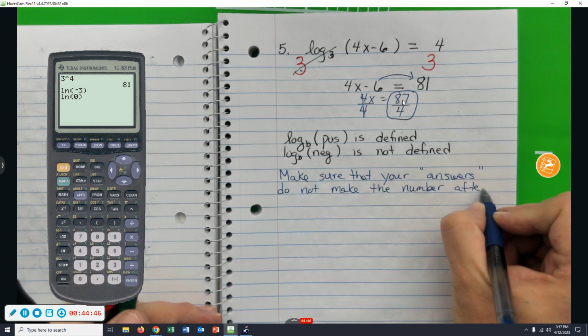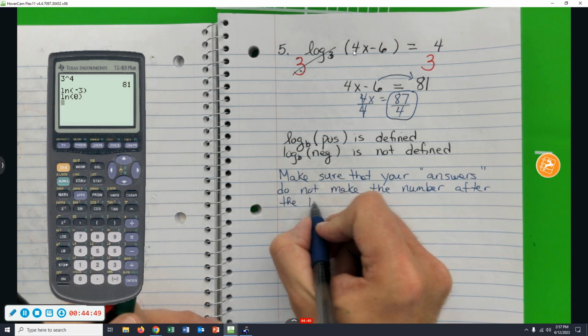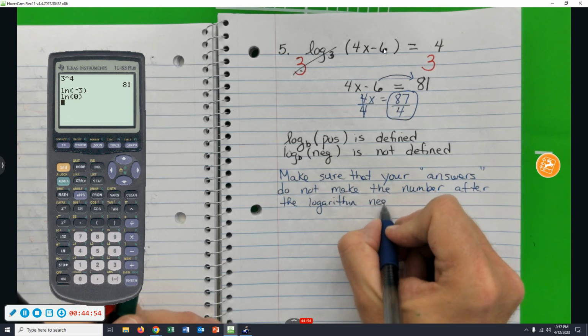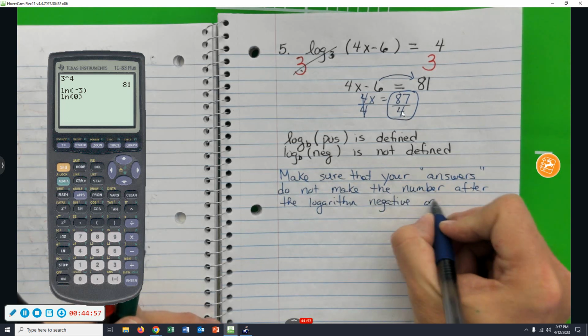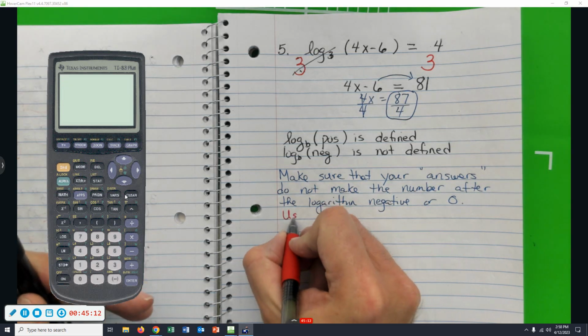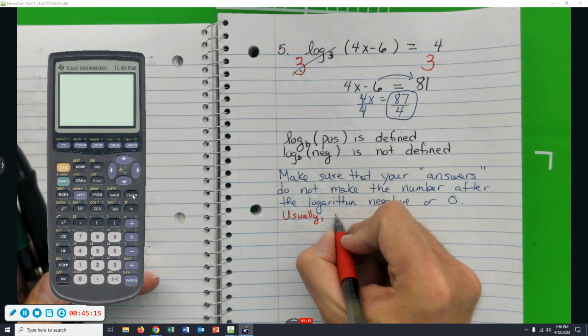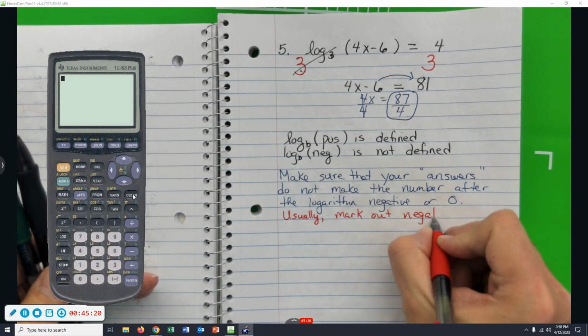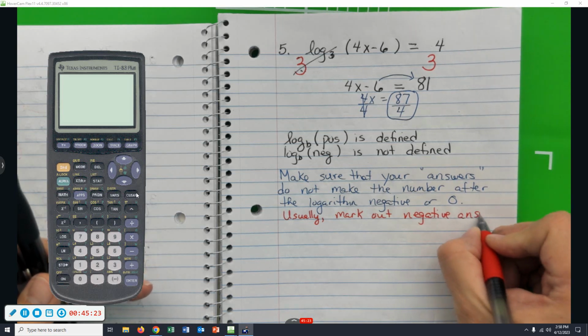This thing here, it's over 20. You can easily convince yourself 4 times a number over 20 minus 6. Yeah, that's positive. Well, heck, the 4's cancel, so 87 minus 6. Yeah, that's positive. Now, make sure that your answers do not make the number after the logarithm negative or 0. Usually, not always, but usually that means mark out negative answers. But not always. Not always, but usually.